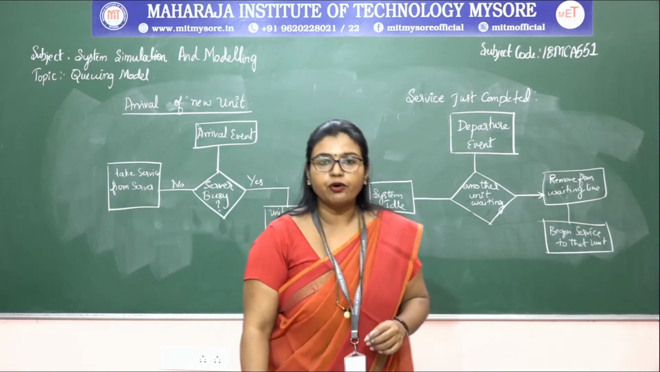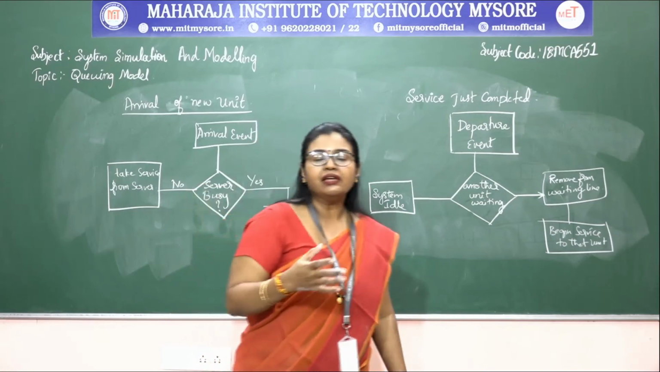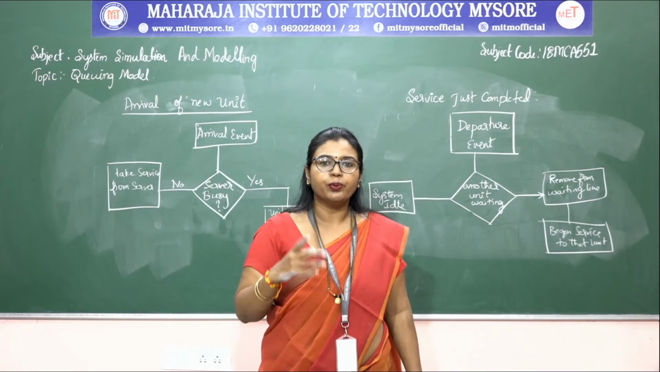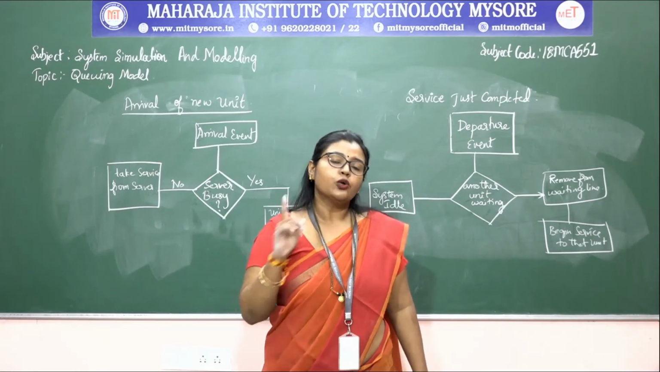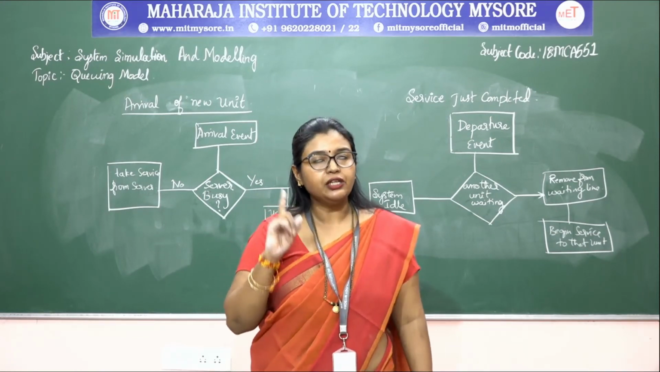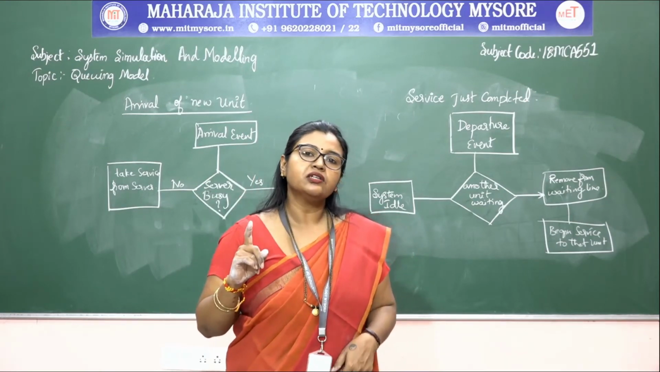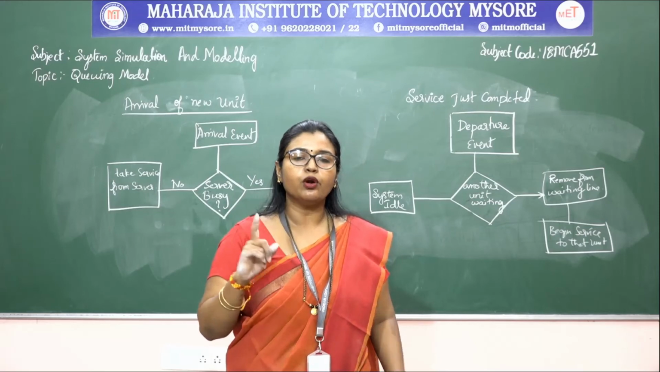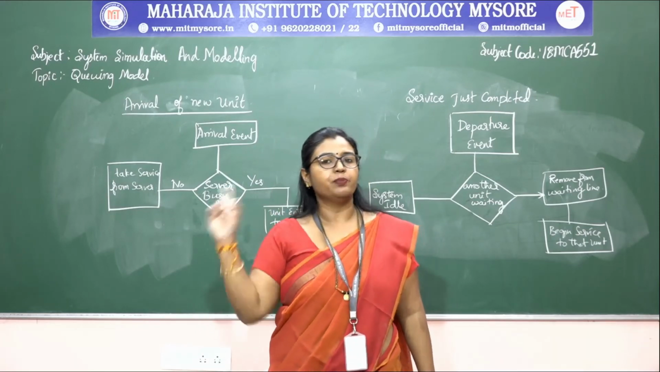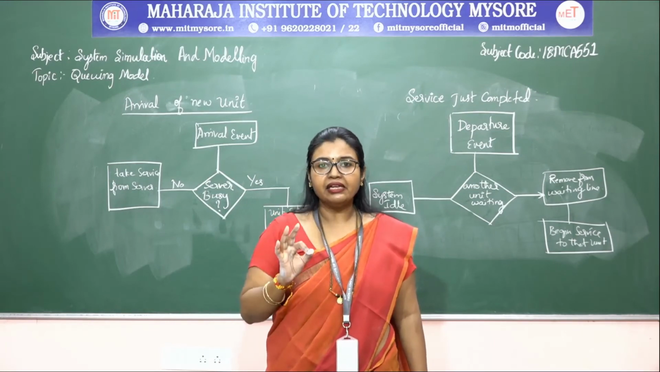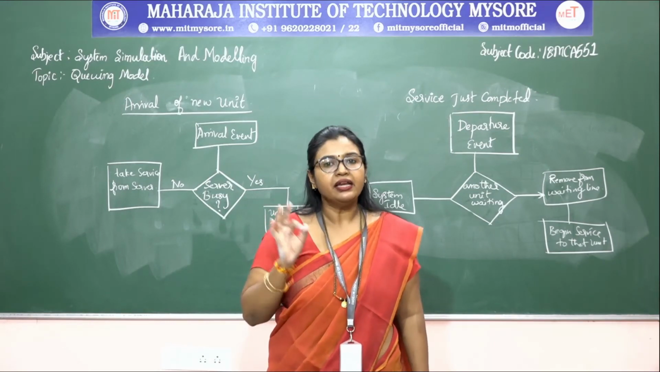So this is the flow chart for what? Whenever the arrival event occurs, whenever the departure event occurs, what are the actions to be taken care of? So while simulating the problem, you need to remember these actions. Why? Because here we are concentrating only on the queuing models. Whatever we are solving is based on these two events only, that is the arrival event and the departure event.